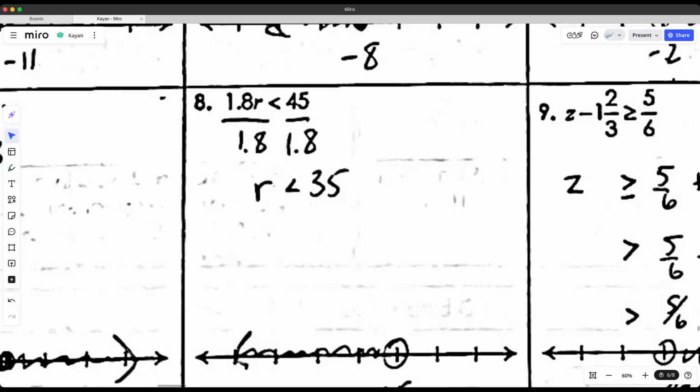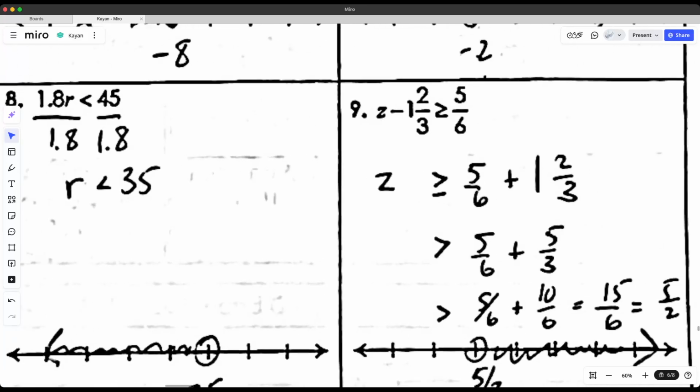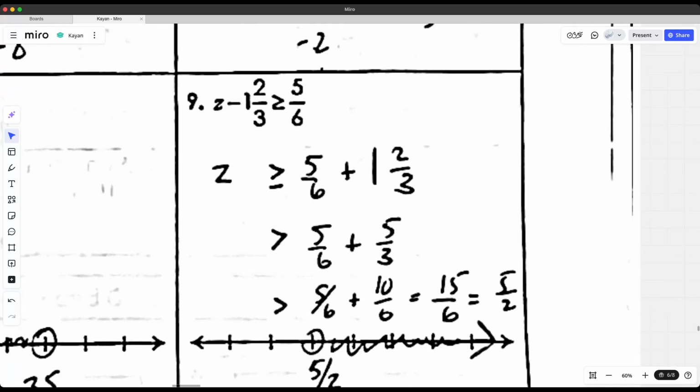No big deal. Let's skip about this one. Got some weird fractions in this one. All right. So it's subtract by 1 2/3. I need z by itself. So I need to add 1 2/3 to both sides. That's all fine, but oh, now I got to deal with these rotten fractions.